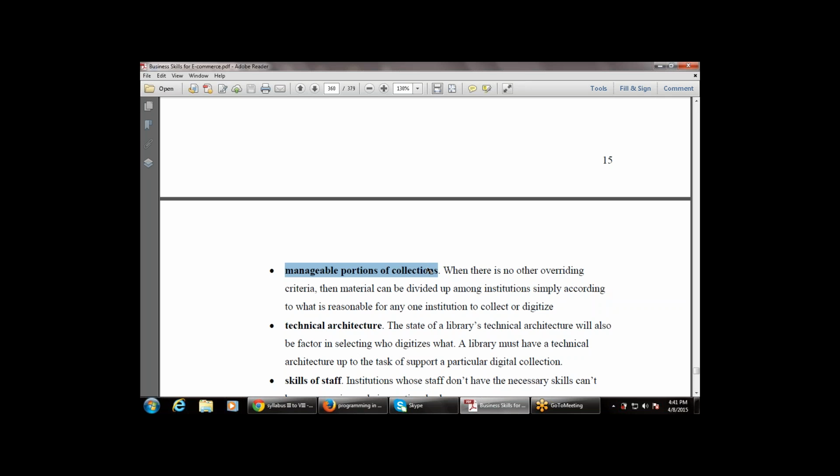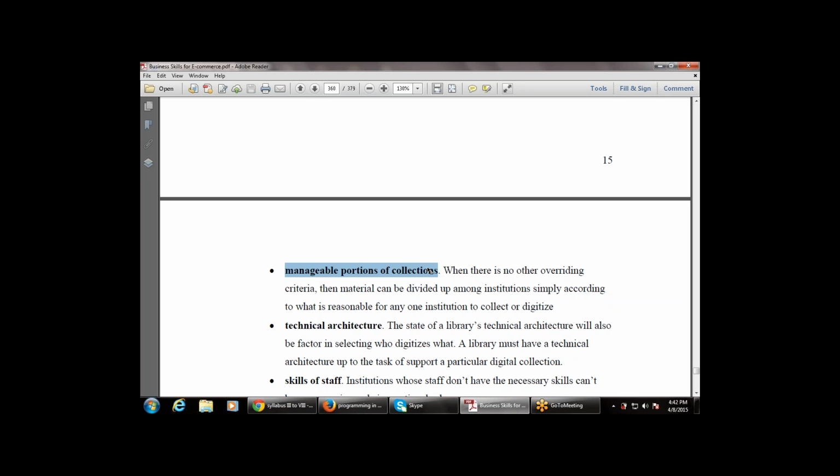Then manageable portions of collections. If I want to upload information in the digital library that is 4 GB, but my digital library block is only for 2 GB, how is it possible to store the data? That is not manageable on the hard disk or on the digital library. So this is also one of the major things taken care of: the manageable portions of collections.